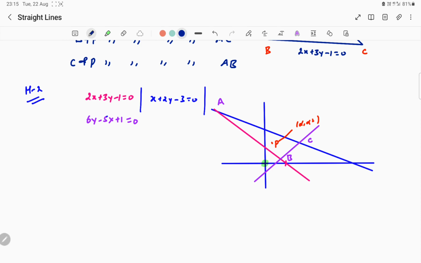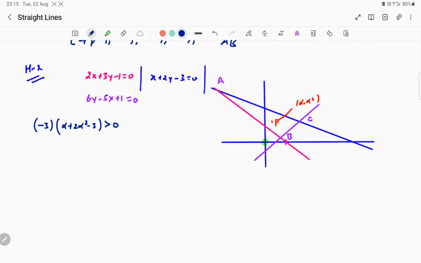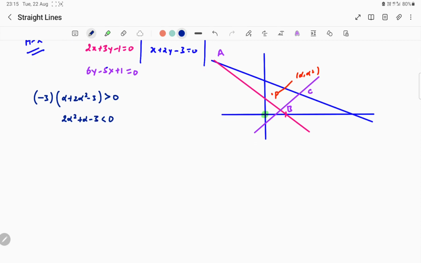It means what? The product has to be greater than 0. So in the blue line, if we substitute 0, 0, we get how much? Minus 3, isn't it? So when we substitute alpha and alpha square, alpha plus 2 alpha square minus 3 has to be what? Greater than 0. Why? Because both are on the same side. So when you multiply by this minus 3, you get a condition like 2 alpha square plus alpha minus 3 is less than 0. This is factorizable.